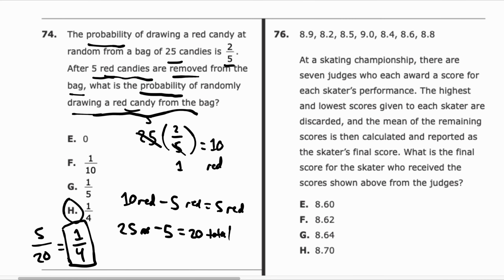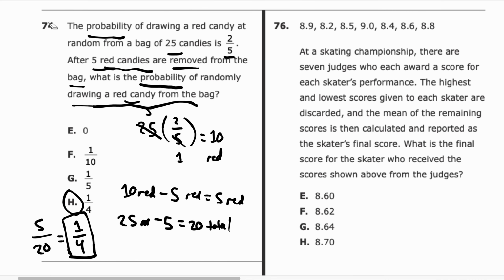Okay. So now let's move on to 76. All right. So we have a skating championship, and there are 7 judges who each award a score for each skater's performance. The highest and lowest scores given to each skater are discarded, and the mean of the remaining scores is then calculated and reported as the skater's final score. What is the final score for the skater who received the score shown above from the judges?